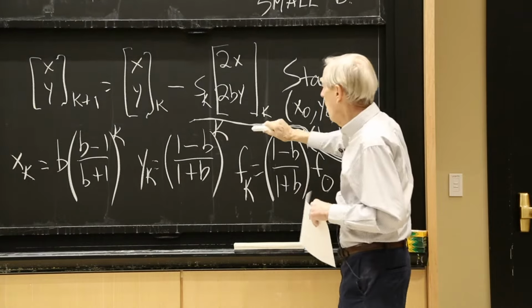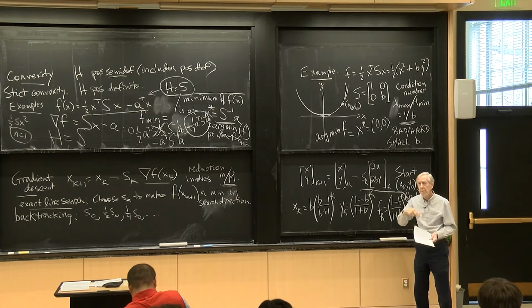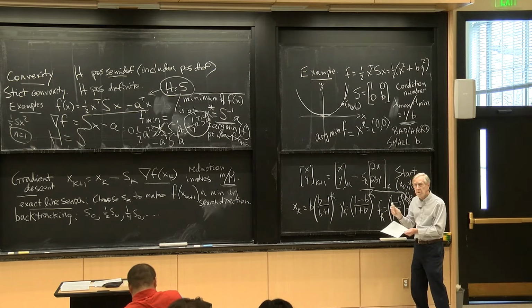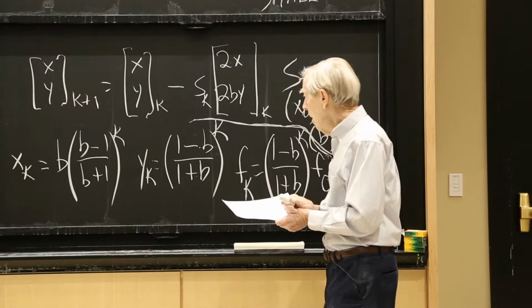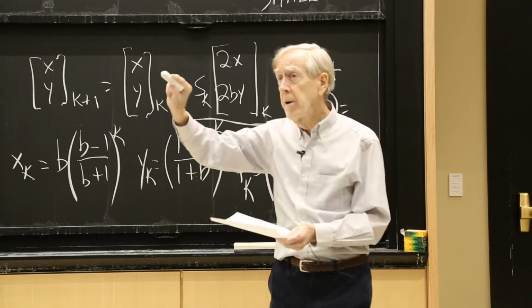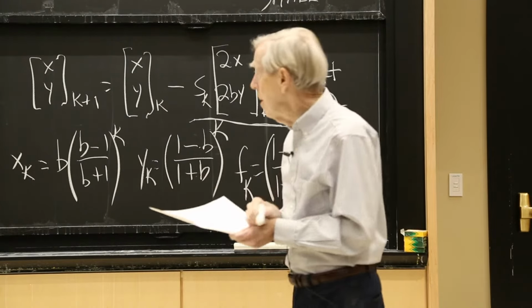Because when b is small, that ratio is very near 1. So it's below 1. The ratio is below 1, so I'm getting convergence. I do get convergence. I do go downhill. But what happens is I don't go downhill very far until I'm headed back uphill again.